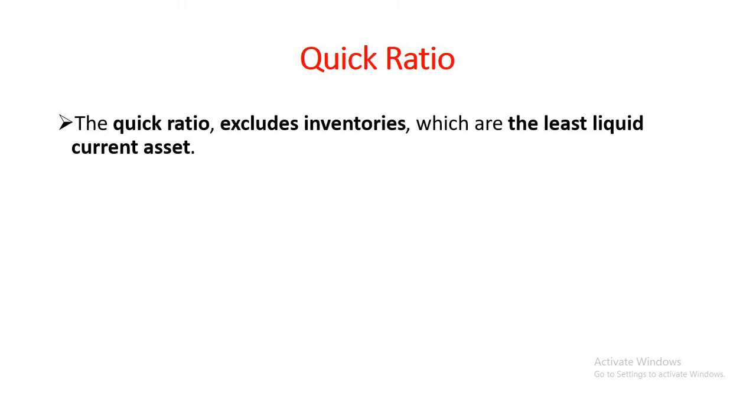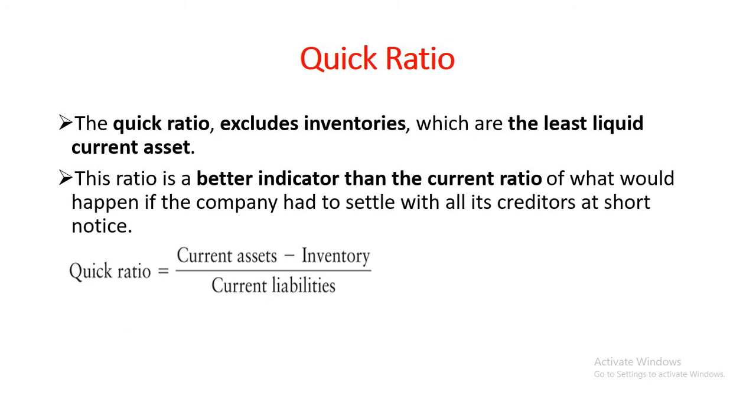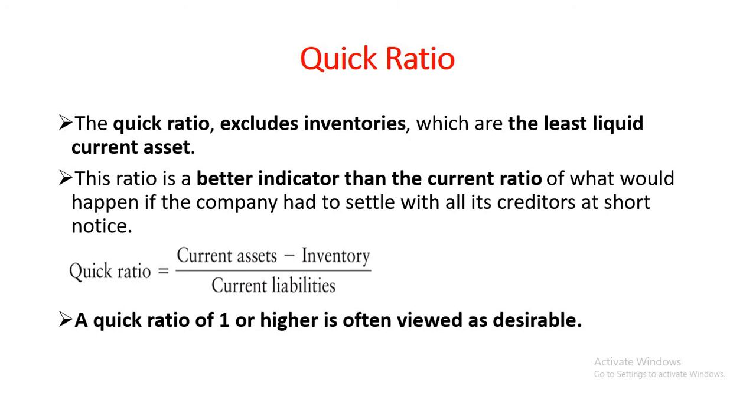Quick ratio excludes inventories in the measurement of liquidity of the business, and inventories are the least liquid current assets among all current assets. So quick ratio is a better measurement of liquidity, and it is better than current ratio because it excludes inventories. Quick ratio is equal to current assets minus inventory divided by current liabilities. And the minimum desirable quick ratio is normally 1 or higher than 1.